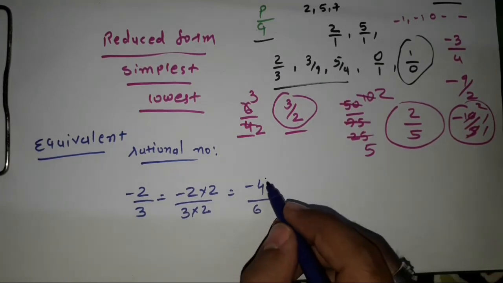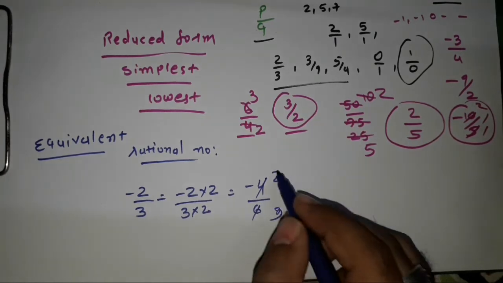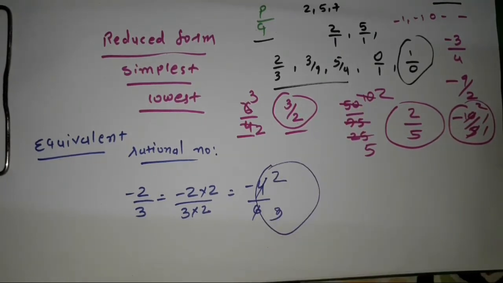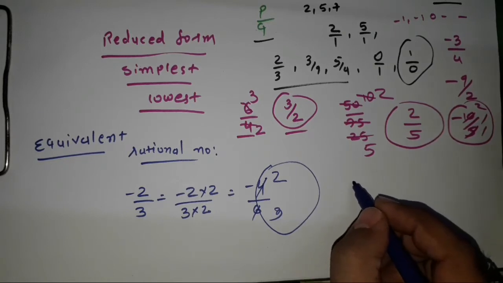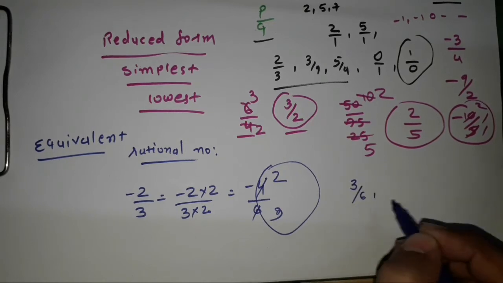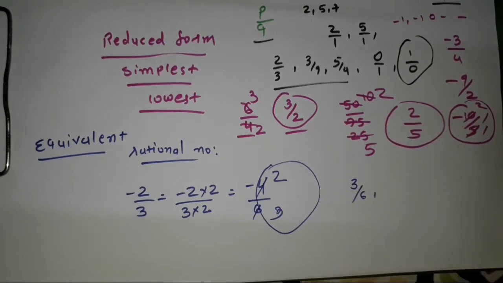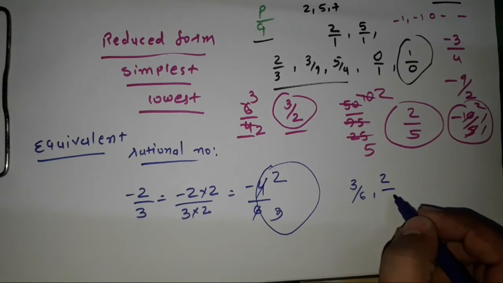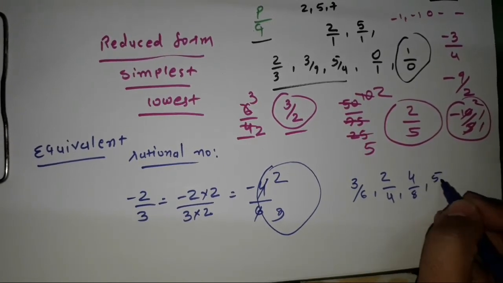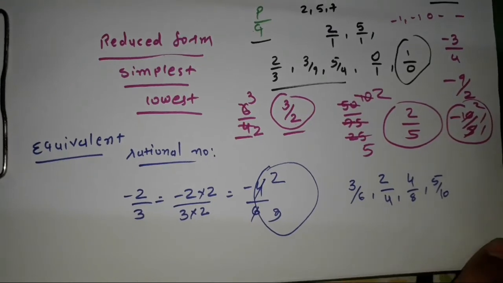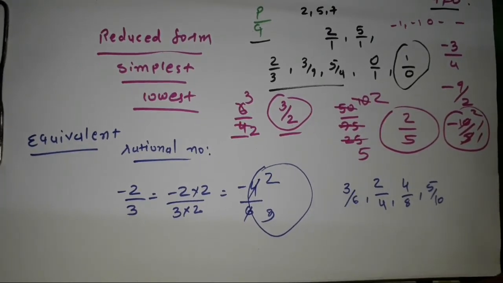Again we can, if you want to check, 2 2s are 4, 2 3s are 6. So again you will get this minus 2 upon 3. The question can be there like this type of rational number can be given to you like 3 upon 6. Then we can say 2 upon 4, like 4 upon 8, 5 upon 10. So for example, find equivalent fraction for this one.